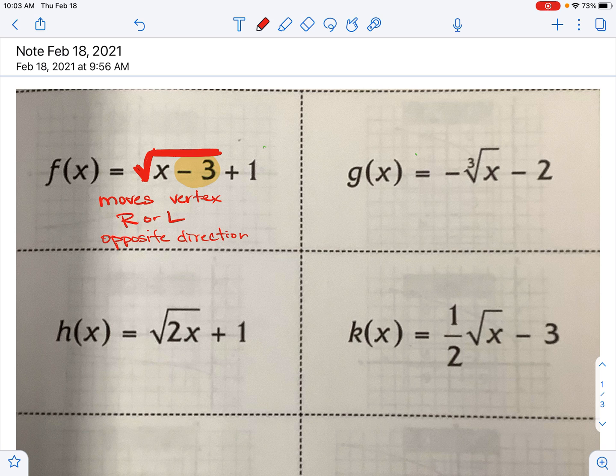So a negative number moves it to the right, and a positive number moves it to the left. So negative moves it to the right, and a positive moves it left. So this is going to move it to the left 3.